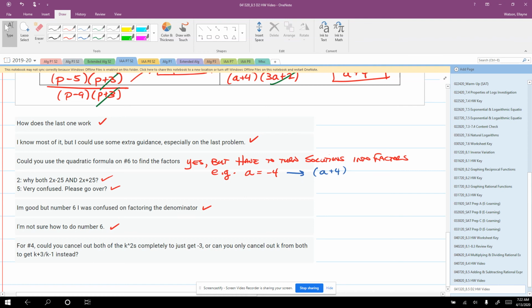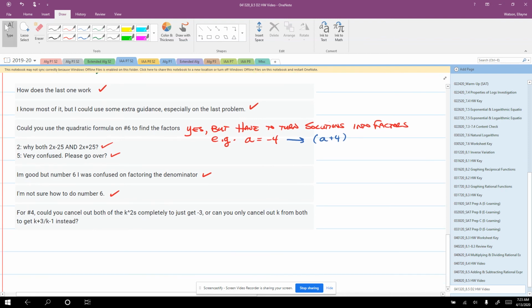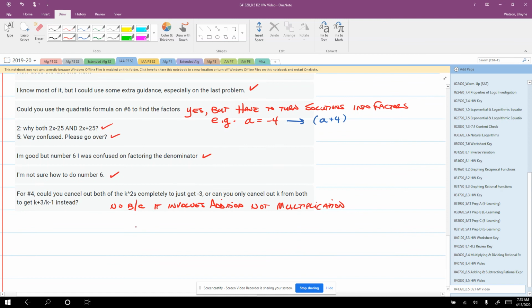It says, could you cancel out the k squares completely, or can you only cancel out k from both to get k plus 3 and k minus 1 instead? So the answer is you can't cancel out the k's because it's addition. So depending how you did number 4, this may or may not make sense. Not multiplication. And whoever asked this question, if you need more clarification, send me a quick note so I can see your work. But here's an example.